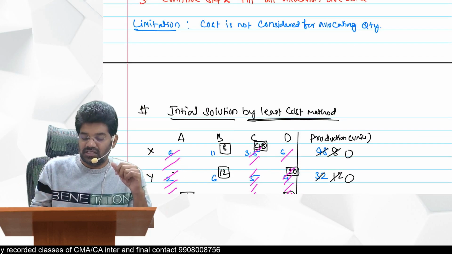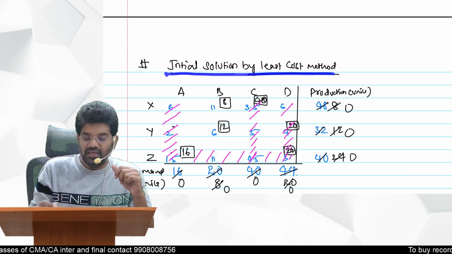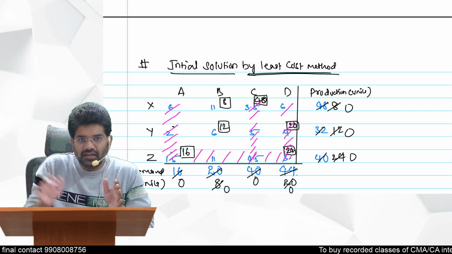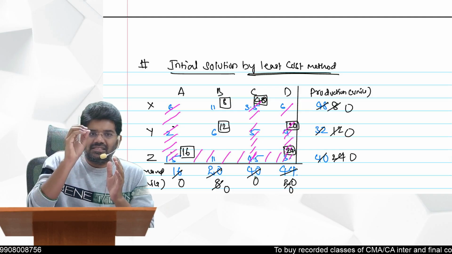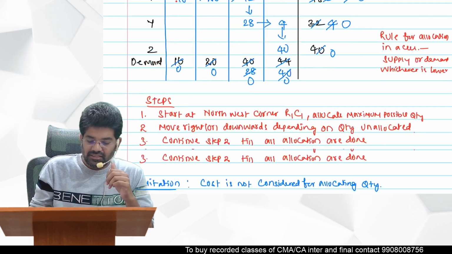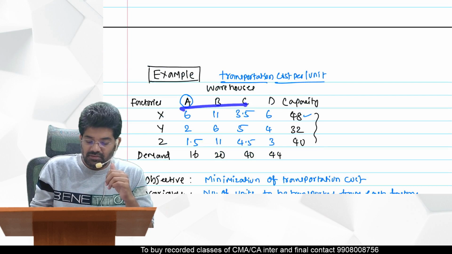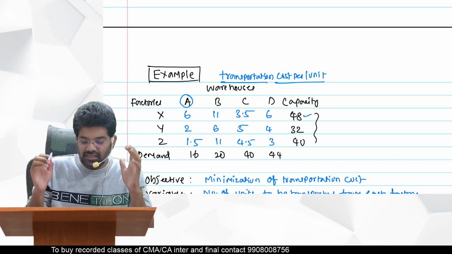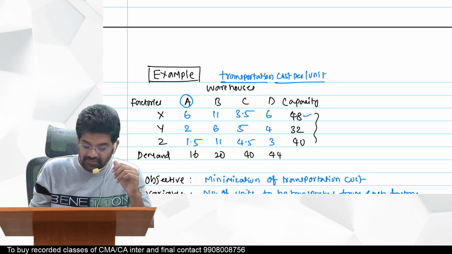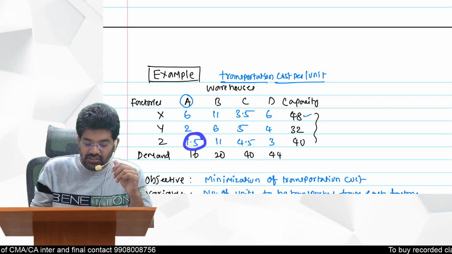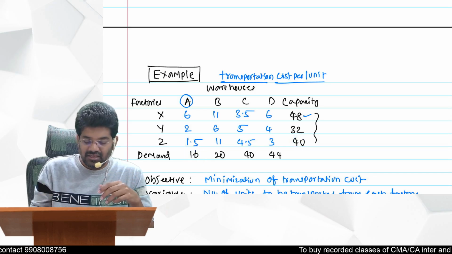Here cost is considered. So, initial solution by the least cost method. Under this method, what we will do is, out of the entire matrix, select the least cost cell. This is the matrix. In this, select the least cost cell. Which is the least cost cell? 1.5. Here, how much can I allocate maximum? Either 16 or 40, whichever is lower only I can allocate.